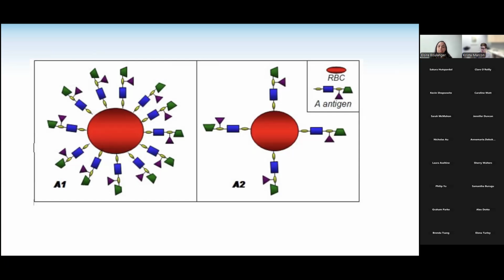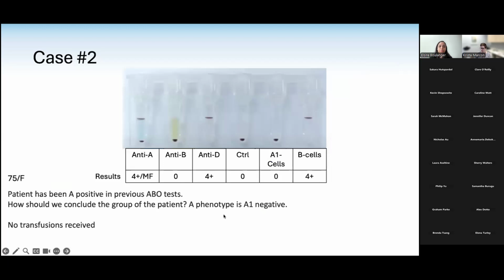The interesting thing is that people who are A2 can produce antibodies against A. It's not very common. It happens in around 1 to 8% of the people who are A2. But it happens more commonly when the patients are A2B, let's say AB positive or A2B. This is the change that we see. This is just a representation.